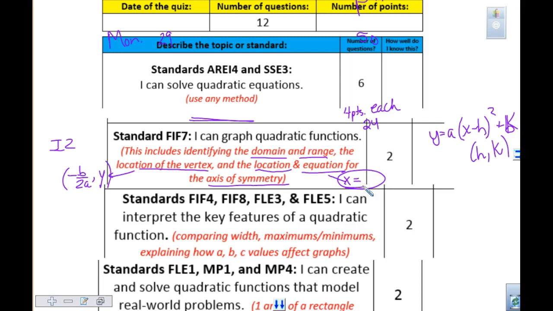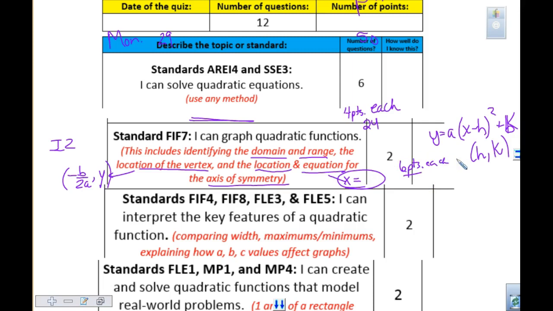And a lot of you, when you did your worksheets, you just didn't check the back and you just put down 2. Axis of symmetry is an equation, so it has to be x equals 2, x equals 4, x equals negative 3. It cannot just be a number. So there's 2 questions there. Those 2 questions are 6 points each, and those you will be graphing. Okay? So 6 points each on there.